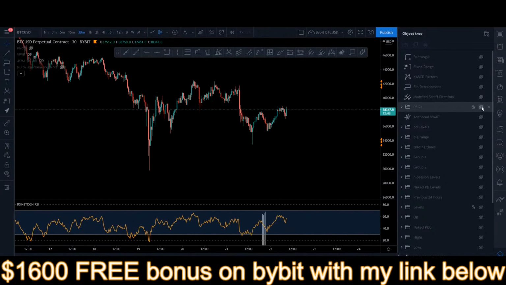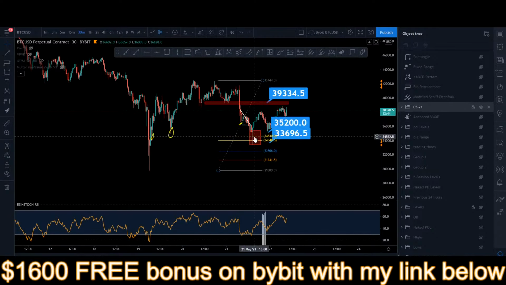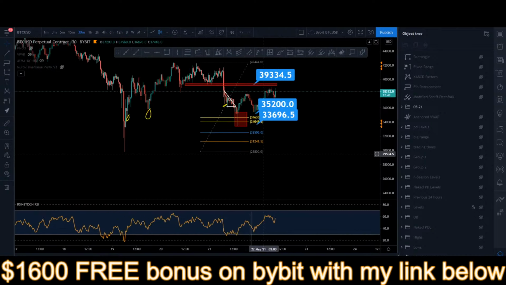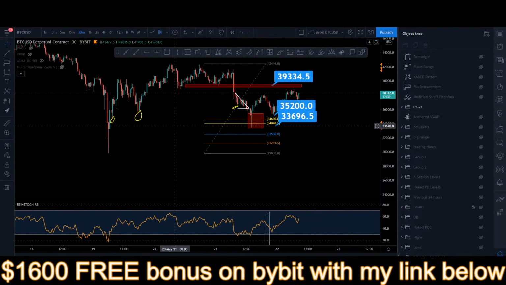Because in yesterday's video, watch this. If you guys watched it, 521, that was yesterday. Boom, calling for this level exactly. Called for this level exactly before it happened.